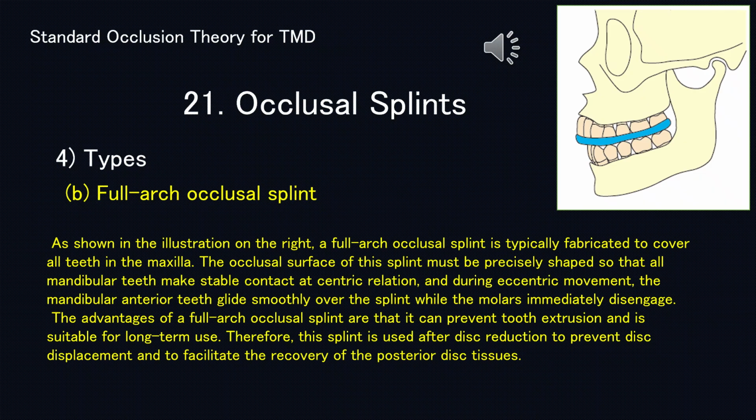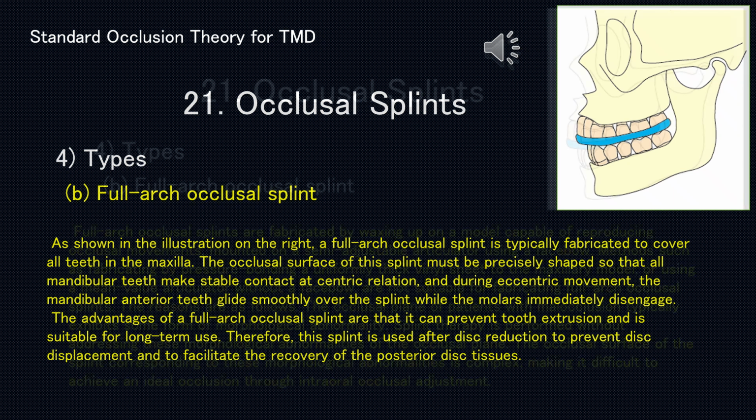The advantages of a full arch occlusal splint are that it can prevent tooth extrusion and is suitable for long-term use. Therefore, this splint is used after disc reduction to prevent disc displacement and to facilitate the recovery of the posterior disc tissues.